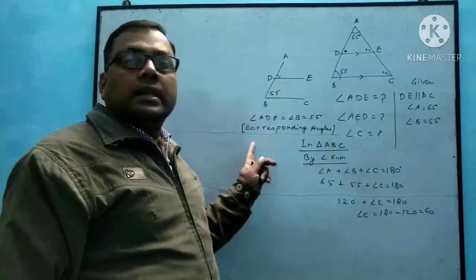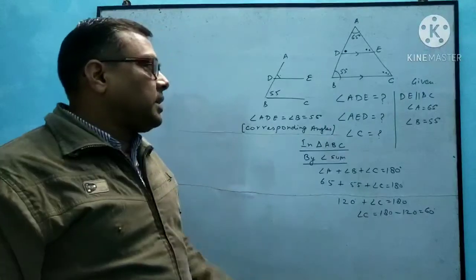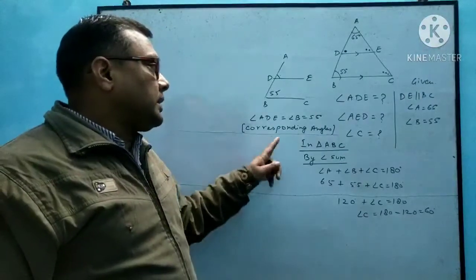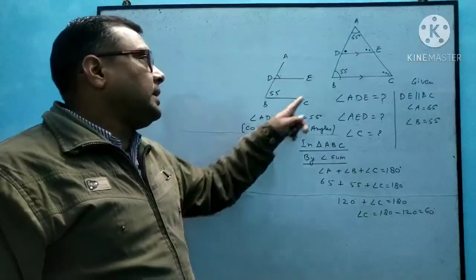हमें हर step का reason देना जरूरी है, otherwise कोई भी statement हमारा valid नहीं होगा। हर जगह जैसा angle है वो आपको लिखना होगा, तो हमारा AD is equal to.